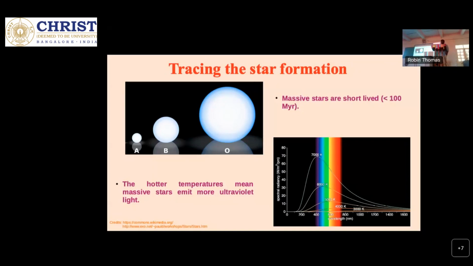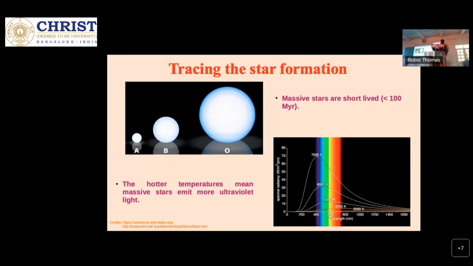Since the temperature is higher, if you remember the black body diagram, I think all of you are from physics, if the temperature is much higher, the black body will be peaking in the UV region. So the light we are getting from these stars will be in the UV region. Why these stars? Because they are massive, they are short-lived. As the mass increases, the nuclear fusion rate increases, and the star evolves out of the main sequence, so its lifetime is short.